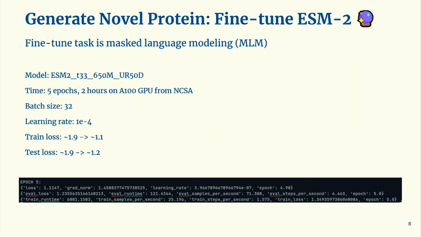Training time was about 5 epochs. We stopped once we saw that the test loss plateaued. Once the test loss plateaus, then the model is probably overfitting. And here's some other statistics. The train loss went from around 1.9 to 1.1. Test loss from 1.9 to 1.2. We did an 80-20 test split. So we know that ESM is actually learning on the data.